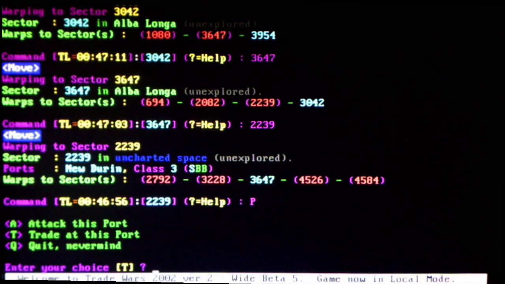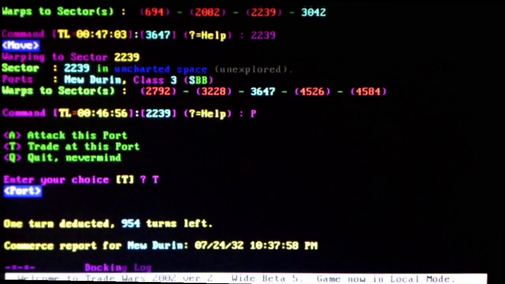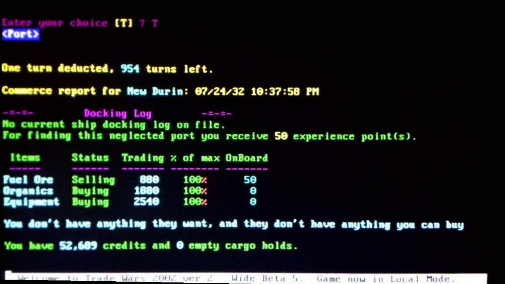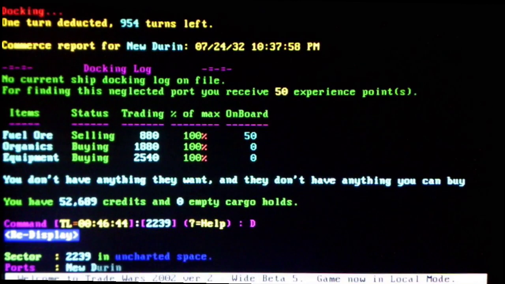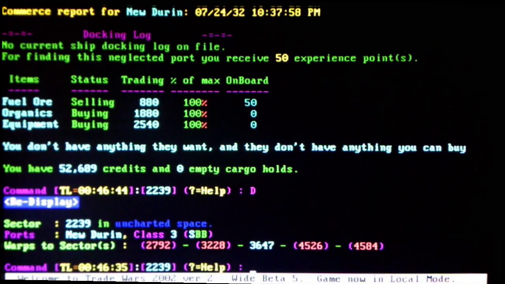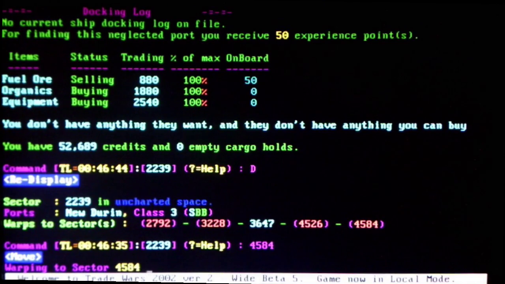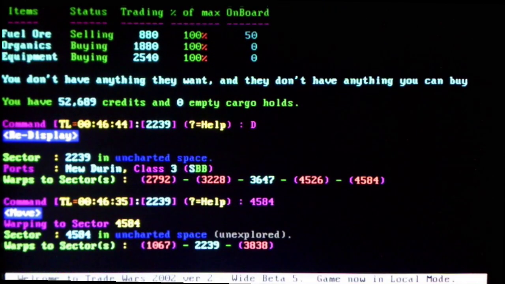So we can already see that that's a sell buy. So we're not going to be able to trade anything here. And they're going to tell us that and just kick us off. But we did get 50 experience for docking someplace we haven't docked before. So let's take a look at 4584. Now the interesting thing about this is when you install the game, you actually generate sort of the connected sectors. They're randomized and unique per game.